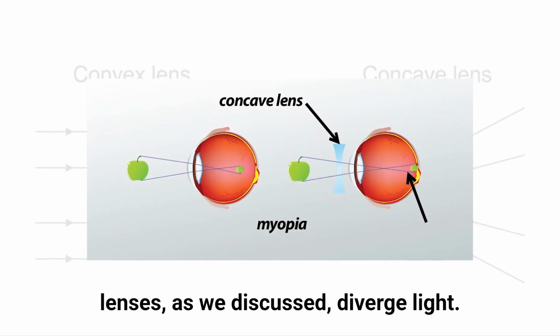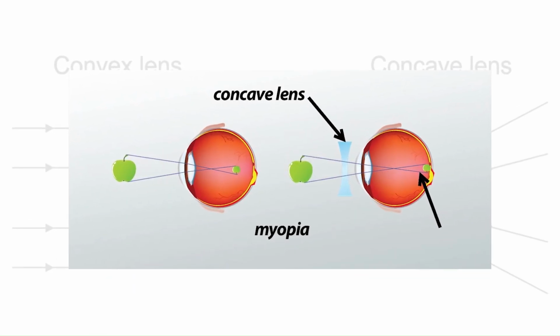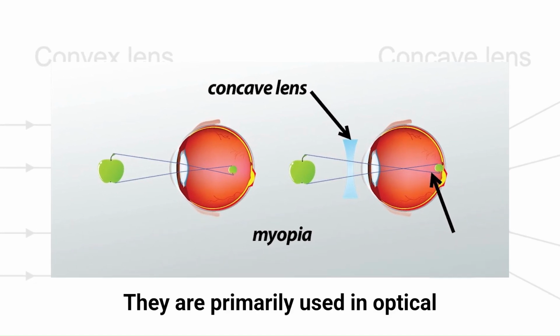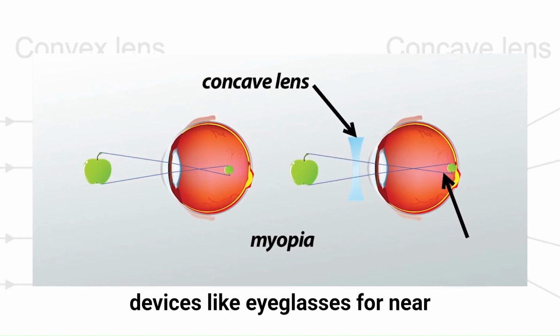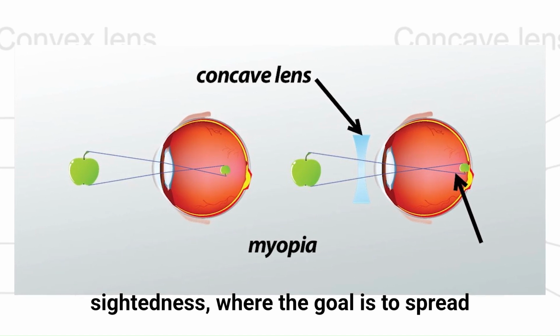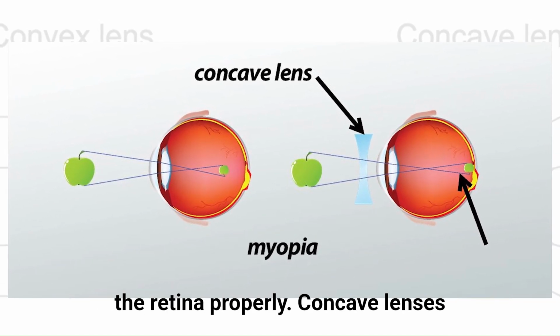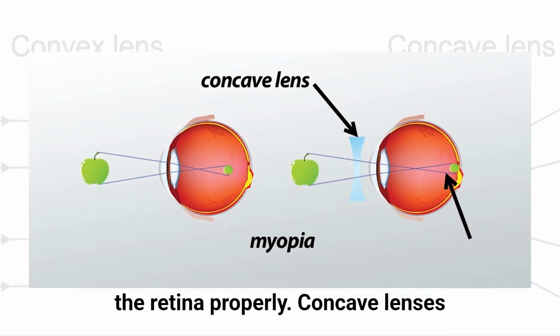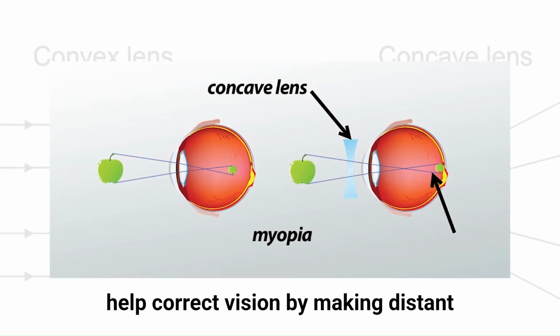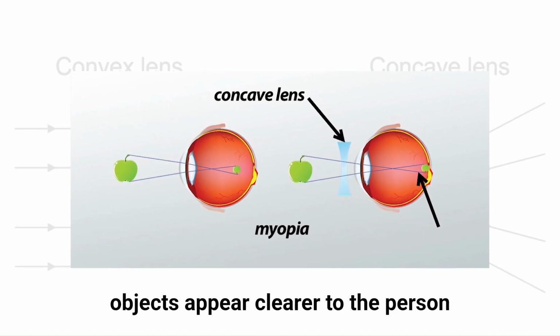Concave lenses, as we discussed, diverge light. They are primarily used in optical devices like eyeglasses for nearsightedness, where the goal is to spread the light rays out so that they focus on the retina properly. Concave lenses help correct vision by making distant objects appear clearer to the person looking through them.